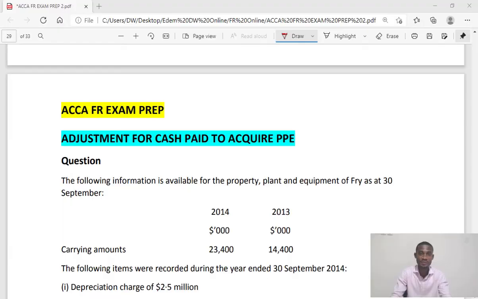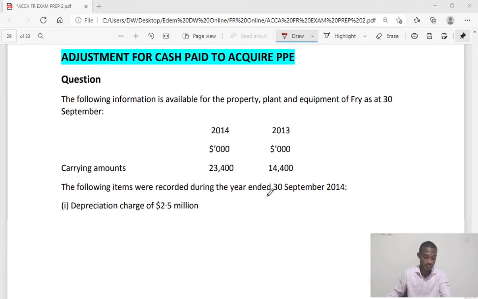My name is Adam. In this video, I will be covering how to adjust for cash paid to acquire PPE when preparing a cash flow statement, particularly under investing cash flows. So we will look at details or an extract from a full question which we use to derive the cash paid to acquire PPE. Now let's look at the details.